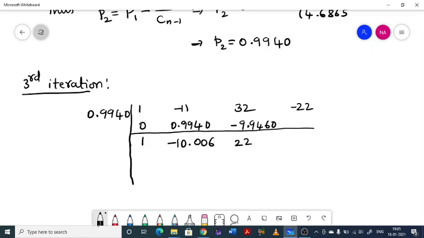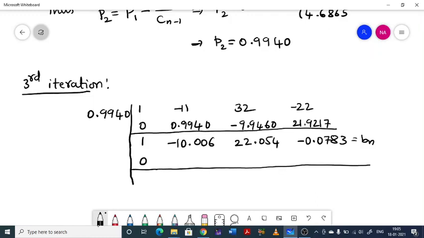Adding, 22.054. Next multiplying this, here you will get 21.9217. Adding those two, minus 0.0783. Now this will be Bn.